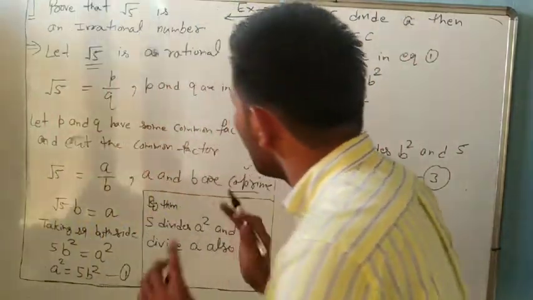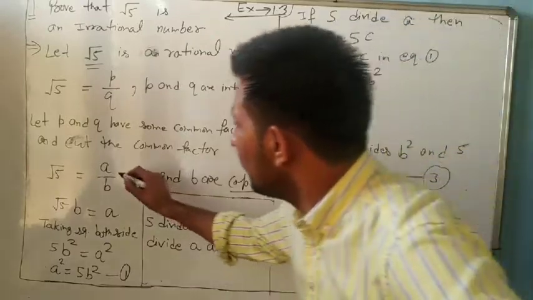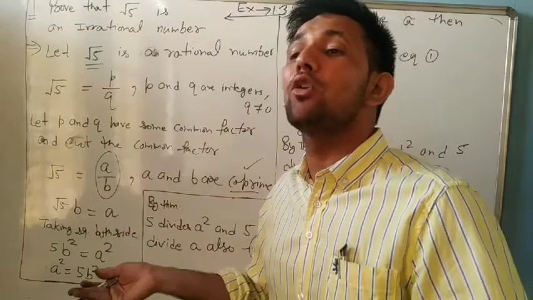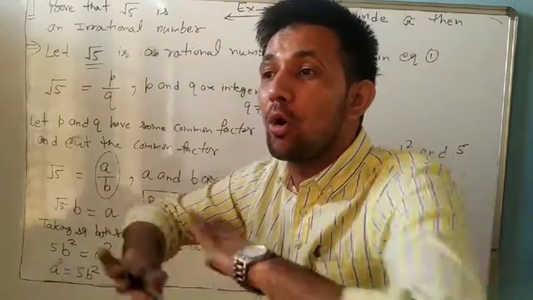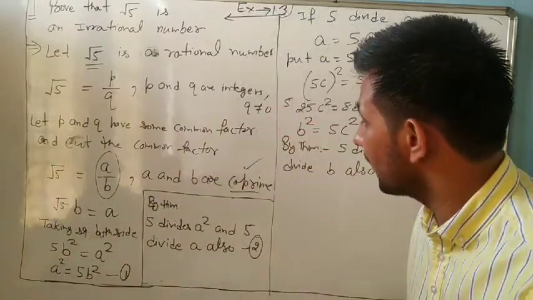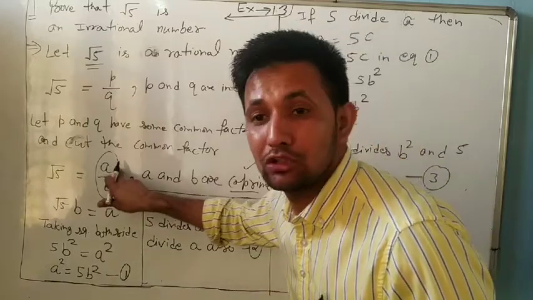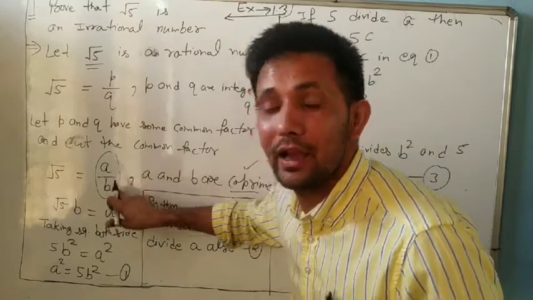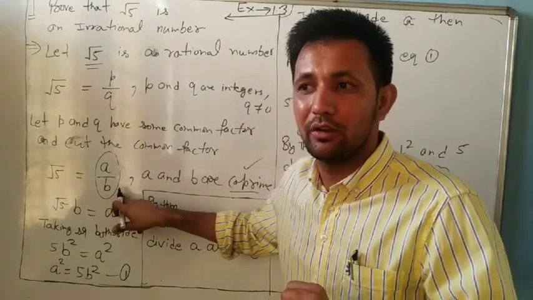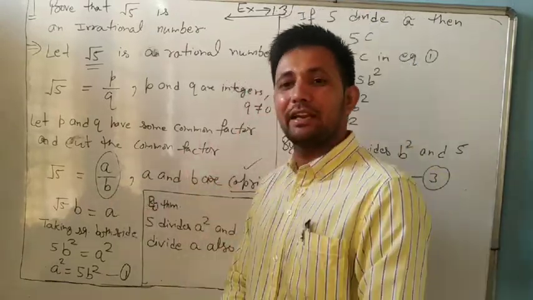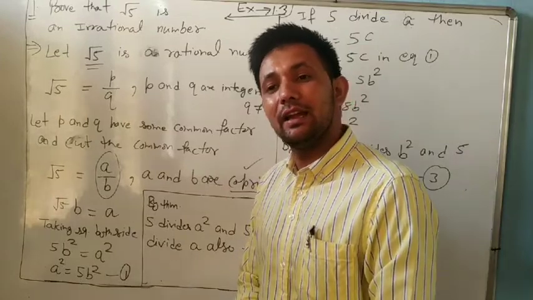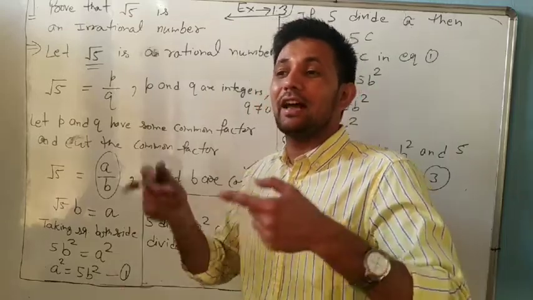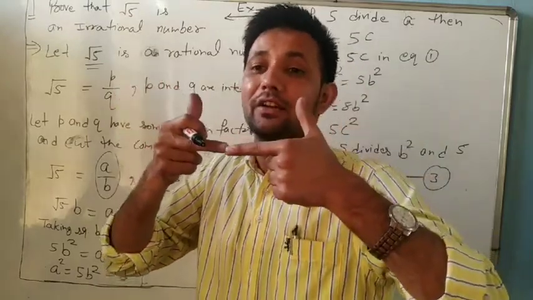What are we saying? We are saying that A and B are co-prime. What is the meaning of co-prime? Co-prime means they have no common factor. But we are saying here 5 divides A also, 5 divides B also. It means 5 is a common factor, or not? But in the starting we said that A and B are co-prime. So it means a contradiction arises.